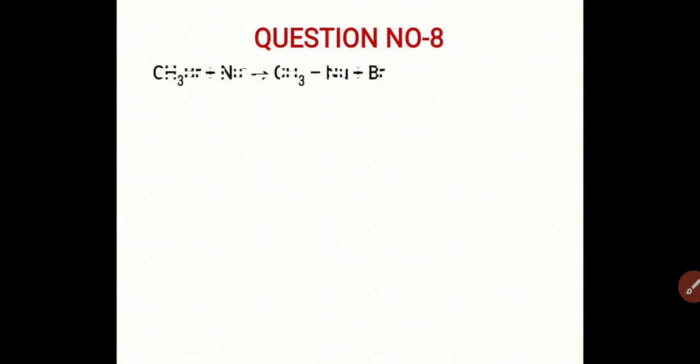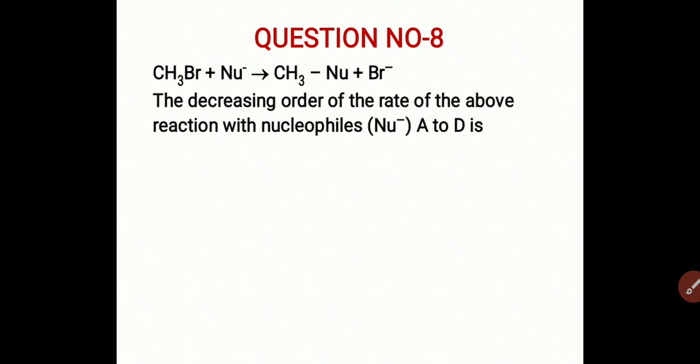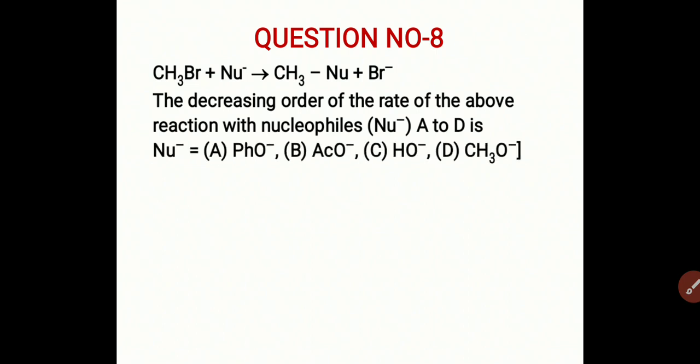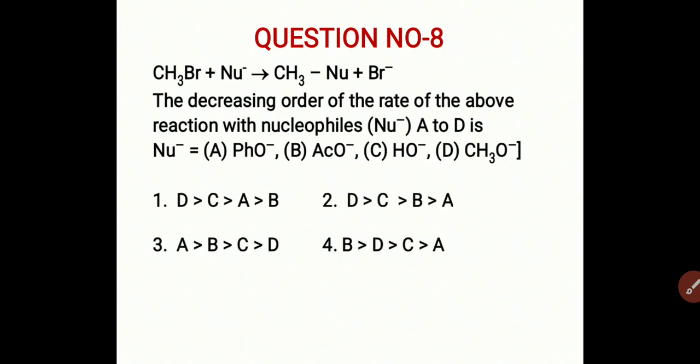Yes. Question number 8. In this case, CH3Br plus nucleophile giving CH3 nucleophile plus Br minus reaction is given. The decreasing order of the rate of the above reaction with nucleophiles A to D. They have mentioned the nucleophiles A to D like this. Clearly observe what all nucleophiles are present in this case: PhO minus, AcO minus, HO minus, CH3O minus. Now the options are set like this. You will see the options later.